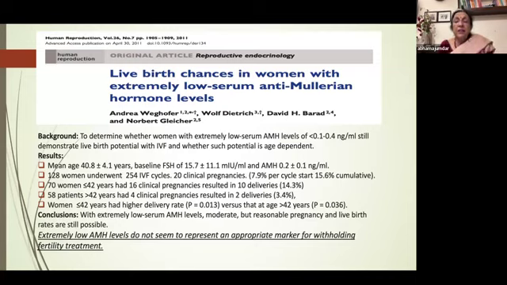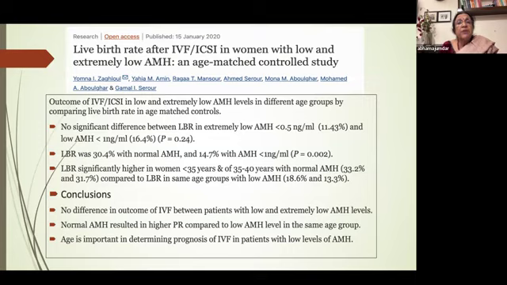I would very honestly say that so many IVF centers may have a 15, 20, 25% pregnancy rate even for younger women. Here they did less than 42 and more than 42, and they had a substantial pregnancy rate. So live birth rate after IVF ICSI in women with low and extremely low AMH, an age-matched control study. Now here they also matched the ages.